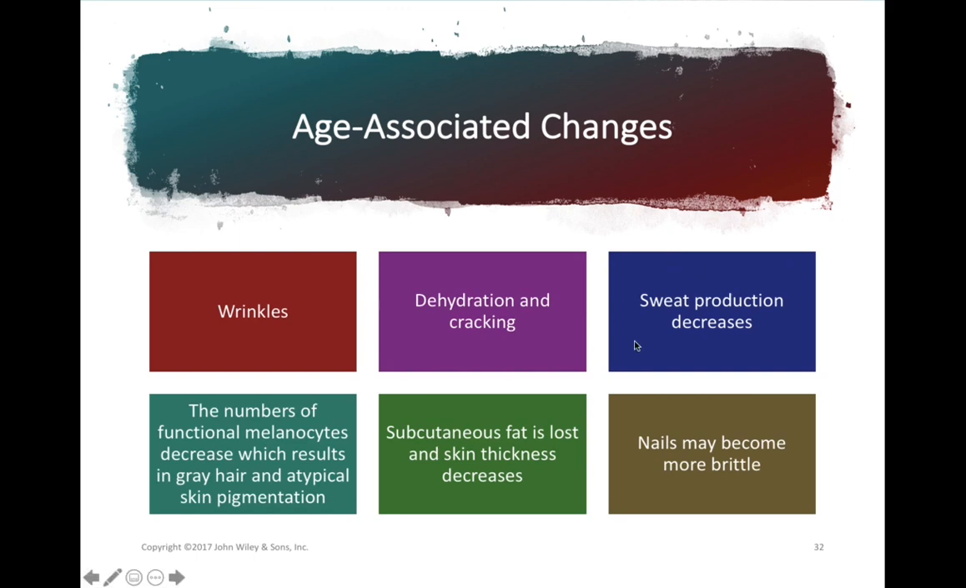Sweat production will decrease over time, so we'll have less sweat production as we get older. We're going to have a decrease in thickness in the skin, and nails are going to become a lot weaker. The active numbers of our skin cells is also going to decrease. So we'll have fewer melanocytes, and this is going to produce less melanin, which results in gray hair and atypical skin pigmentation. So there's a lot of changes that occur, but again, keep in mind that these changes are normal, and they're going to occur to all of us as we age.